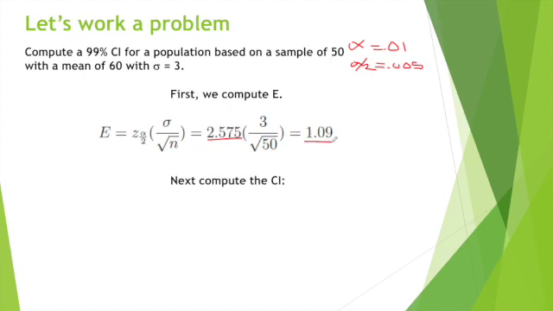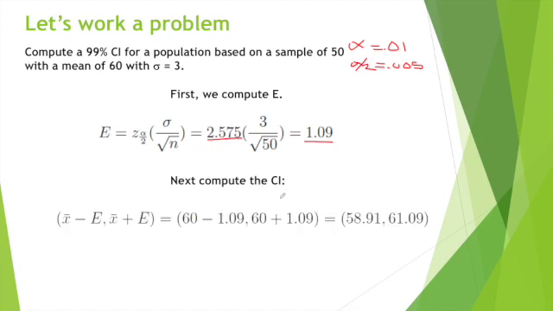Now I can compute that confidence interval. I'm going to do that by taking my sample mean minus my error and my sample mean plus my error. So 60 minus 1.09, comma, 60 plus 1.09 gives me this confidence interval. This is our 99% confidence interval. So we would say the 99% confidence interval is 58.91 to 61.09.